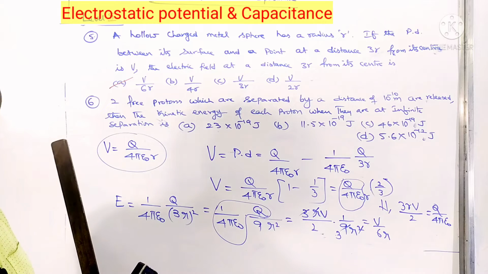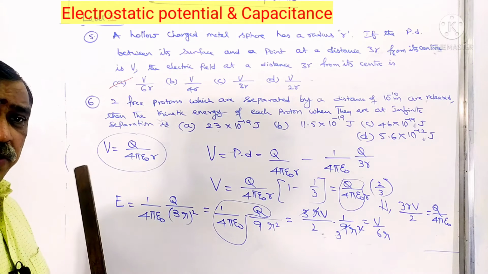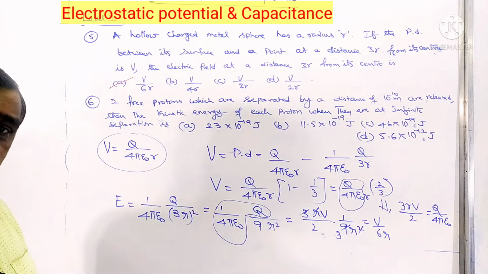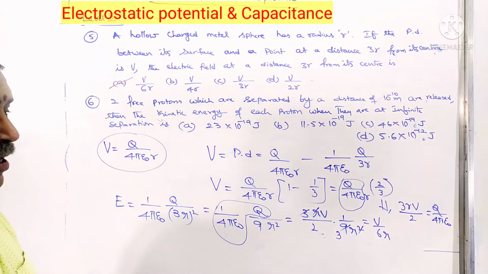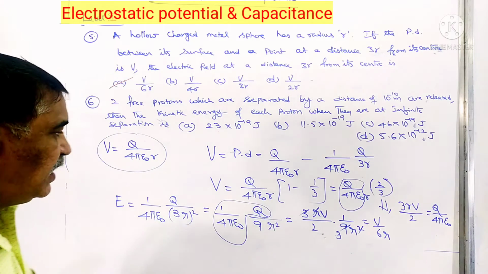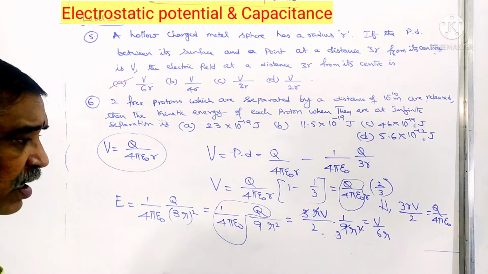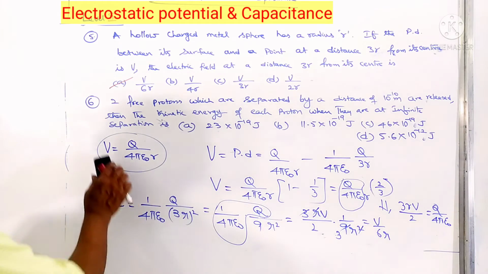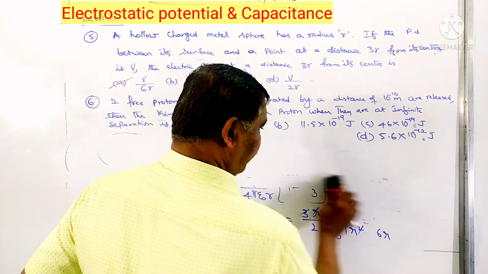So this is one method. Another method is also there. If you remember the formula for electric field and electric potential in terms of sigma, that might be a bit easier. So you have to learn an additional formula, then it becomes a bit easier. Otherwise there is the normal method that I have done. It can be done in a very short time. Now we'll take the next question.